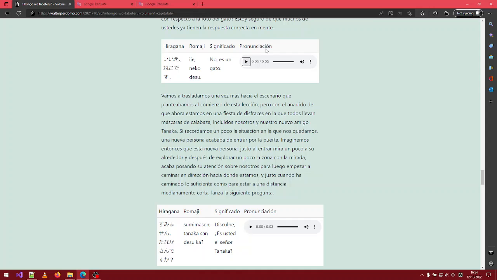Okay, this is interesting. Now we are gonna cover how to deal with names. So let's say we are at a party, something like that, and everyone is wearing a mask. Everyone is covering their faces, so we cannot see who is who. Someone came close to us and asked the following question.